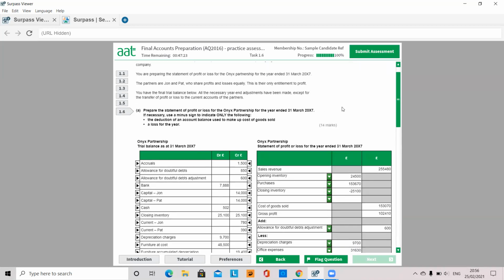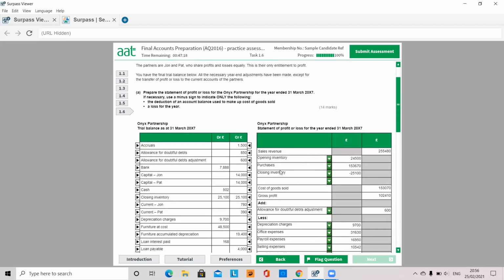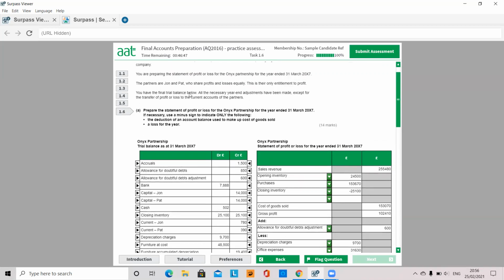You've got the trial balance here, and I'm just going to draw your attention to John and Pat. John and Pat have got capital of 14,000 in their capital accounts. They've also got money in their current accounts, so John's got 780 in his account and Pat's got 390 in his. Just check to see if there's anything on the debit side, because they might try and catch you out. And so therefore, we're going to prepare the statement of profit or loss, okay?